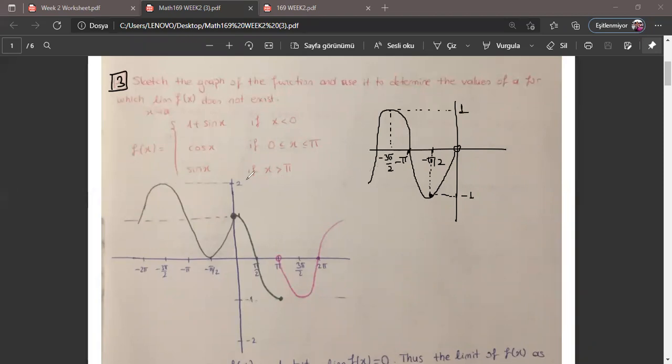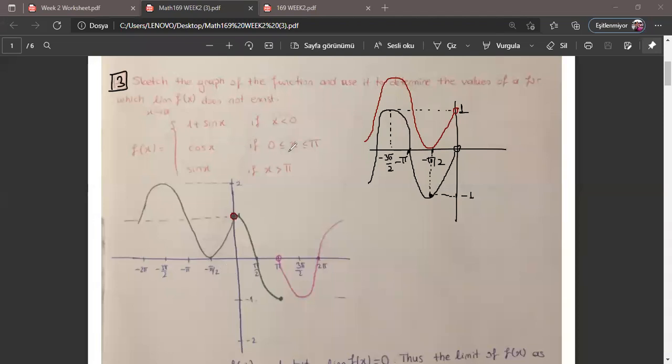Now what do we do? We need to shift this 1 unit upward. So it means this one should be shifted 1 unit upward. Okay, so it should be like this, right? So exactly as in here, for now we have this empty dot.